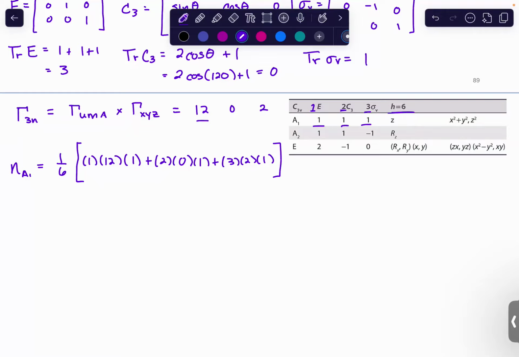So 3, like that last one, 3 in front of the sigma V, over to the gamma 3N, which is a character of 2, and then back over to the character table. So the last character of A1 is a 1. So it's 3 times 2 times 1. And when we multiply this up and divide by 6, you're going to get a total of 3 A1s.